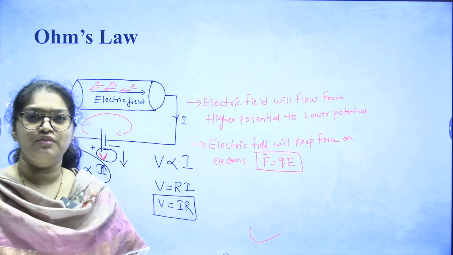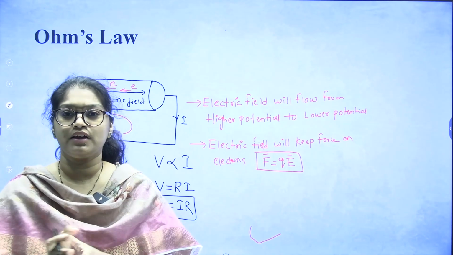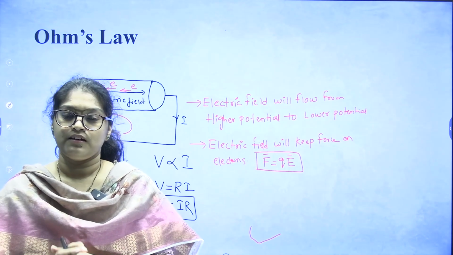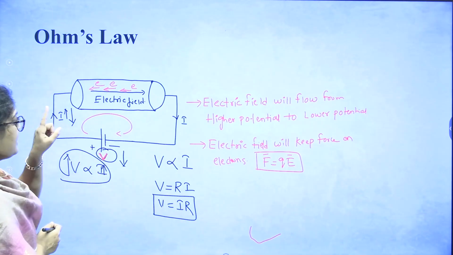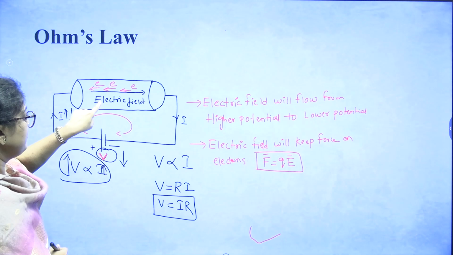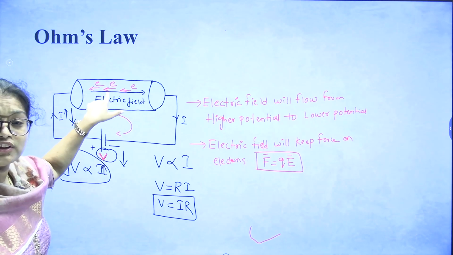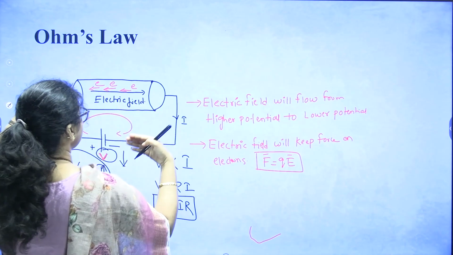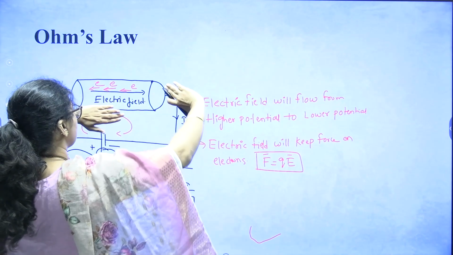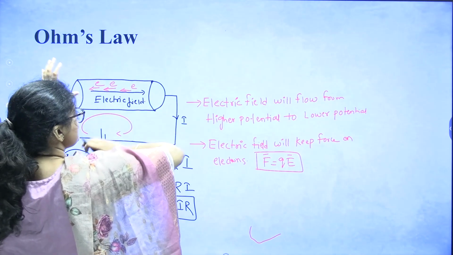Yes or not? For every object, a force will be created. Clear? Yes or not? Force will be created. In this way, this electric field will make the electrons move in the opposite direction. Which means electric field is moving in this direction, electrons are moving in this direction. Clear? Here a force has existed.